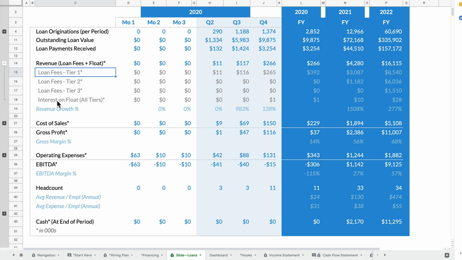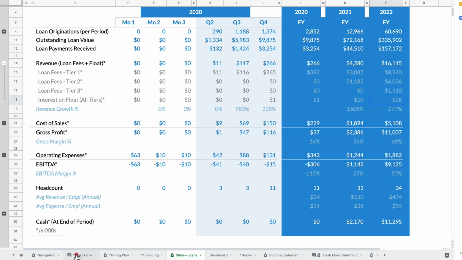One of the things that was really interesting, I thought the float would be worth more money, but it wasn't actually worth that much money. Again, these numbers are in thousands. So by year 3, we're generating $28,000 a year worth of float interest, which really isn't enough to make it worth it, I don't think. If you're doing $16 million worth of revenue, it's not really worth having a line of business that generates $28,000. You'll probably work harder than the value you receive.